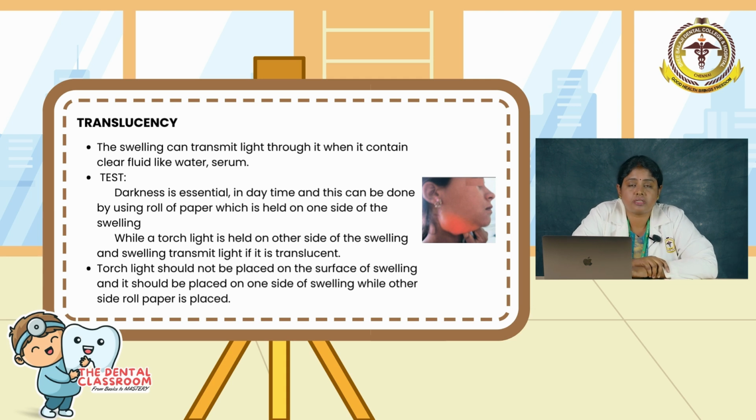Then checking for translucency. Again, we check if the swelling is filled with clear fluid, that is either water or serum. If there is clear fluid, the swelling will be translucent positive. So how do I do it? I place the torch on one side of the swelling and check whether the light is transmitted to the other side. It will be positive only in case of a clear fluid filled swelling.